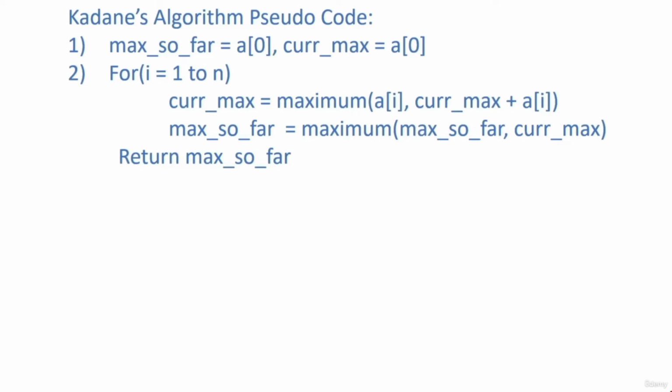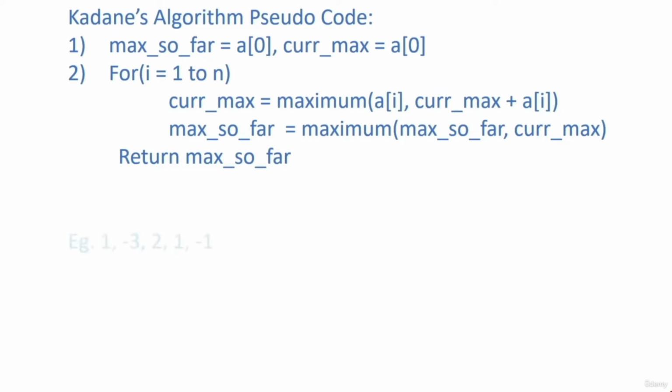In a nutshell, in the first step we are checking whether the coming element is contributing to the sum or not. We are taking the maximum, which means if it is contributing, then our max so far variable will increase if we take the maximum of max so far and current max. And in the end we are returning max so far.